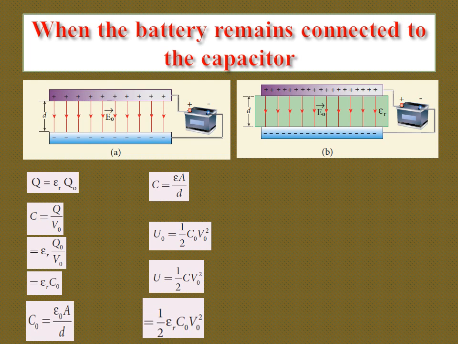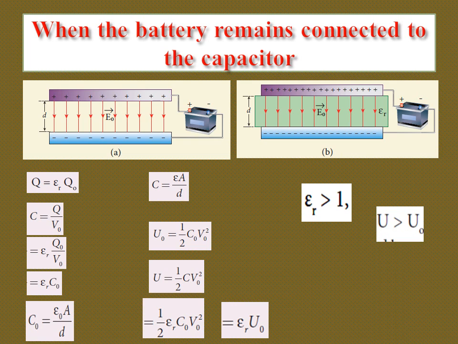Now, introduce the values of C, that is half epsilon R C naught V naught squared, or in general it is epsilon R into U naught. Now again the condition, since epsilon R is greater than 1, then we have U greater than U naught.